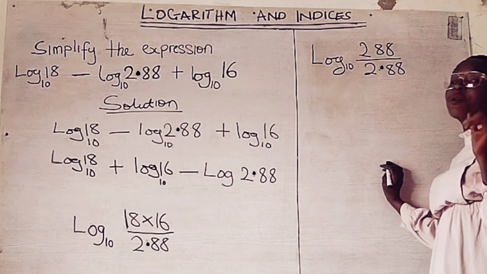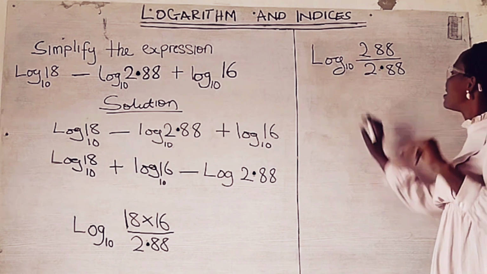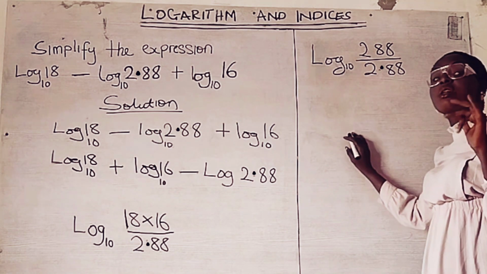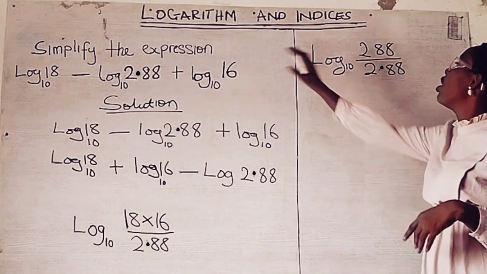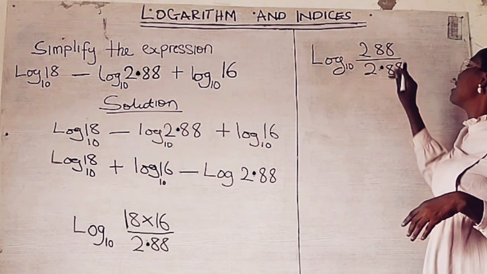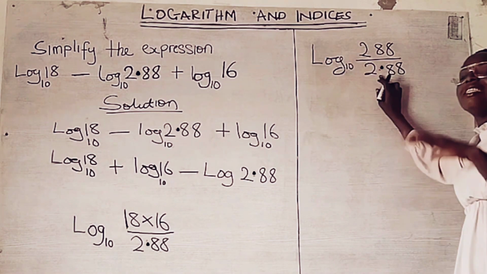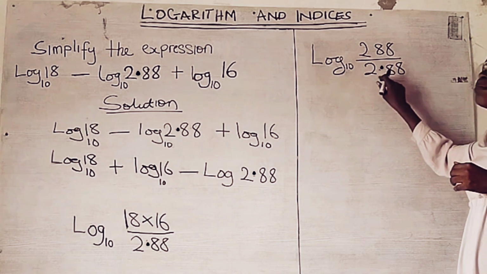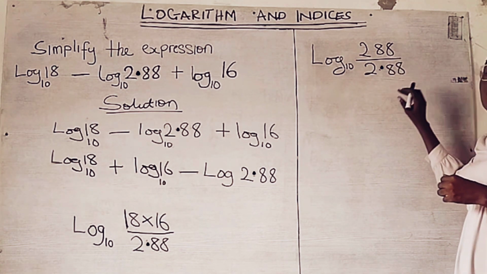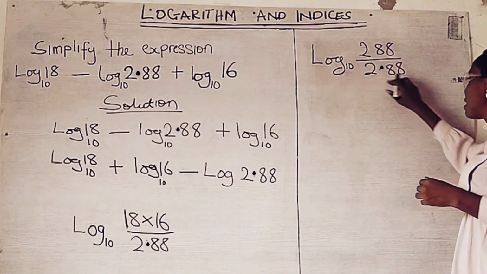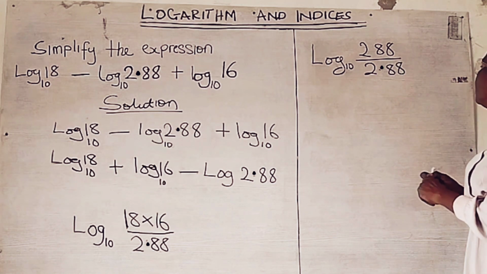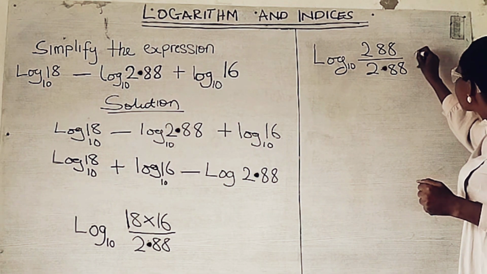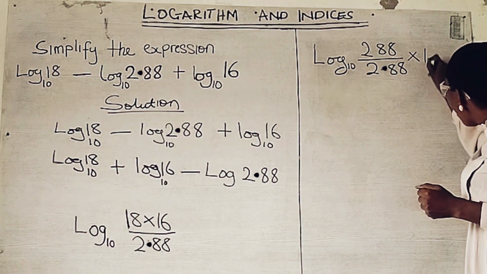Remember, I promised that I'm going to use this question to teach us how to solve problems on logarithm and indices that have decimal points. And this is the time. What I want to do now is remove this decimal point from this number. Check out how I'll do it. I'll write times 1.